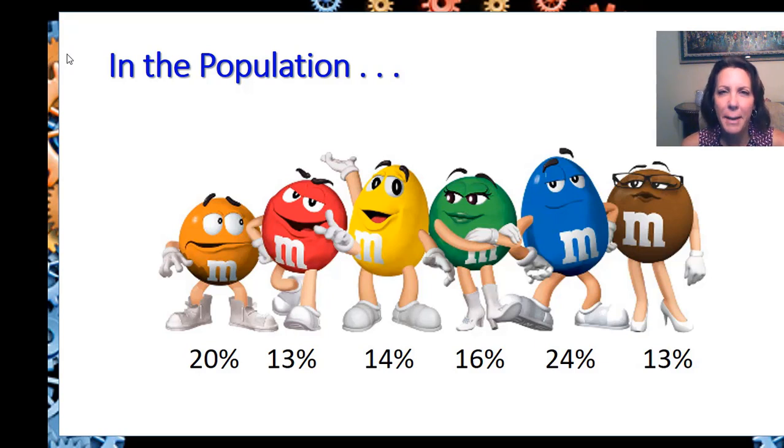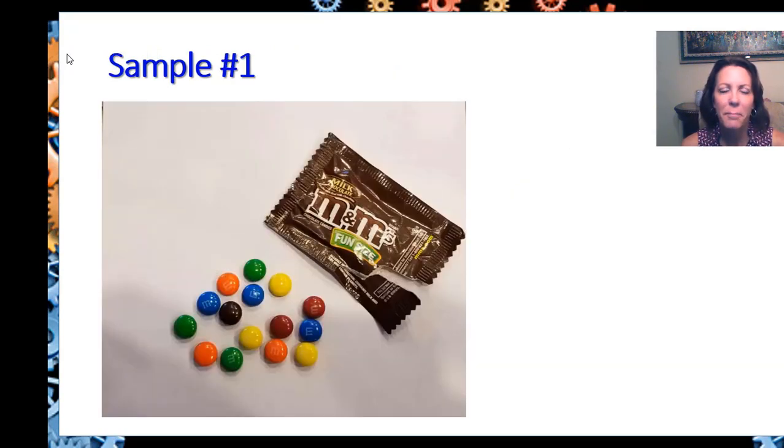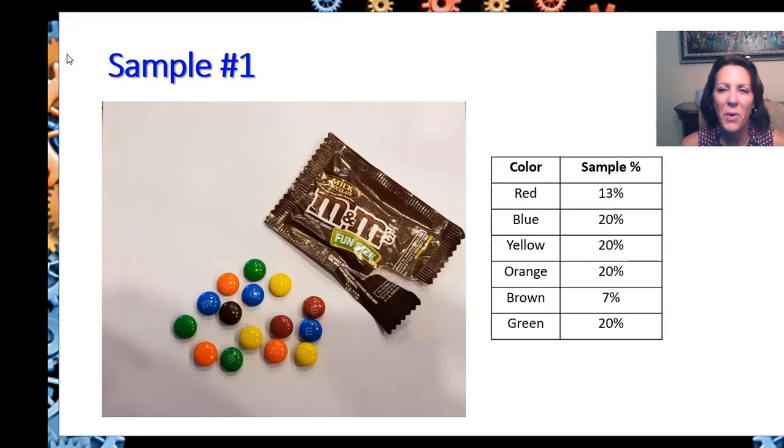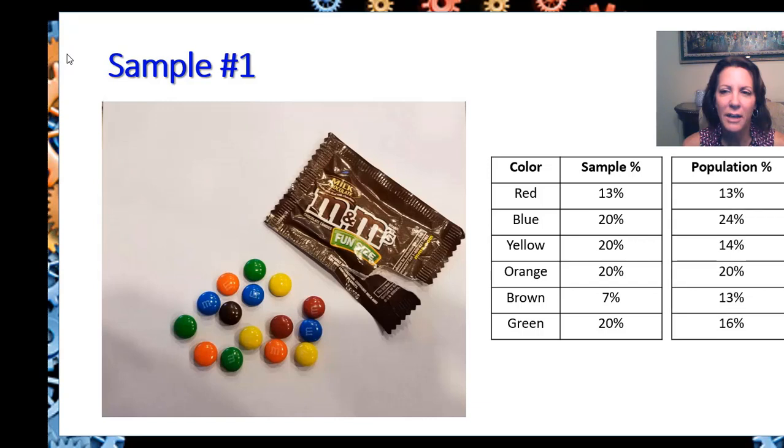I can draw a sample of those M&Ms by getting one of those bite-sized containers, right? So this is a sample of M&Ms, and I'm going to look and see how it stacks up against the population of M&Ms in terms of the colors. In this case, our sample has 13% red, 20% blue, and so on. And I'll pull up the numbers from the population again.